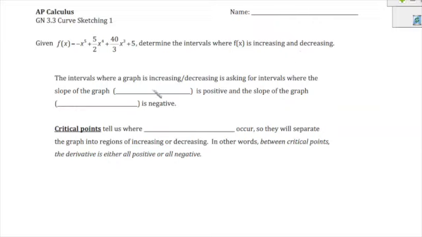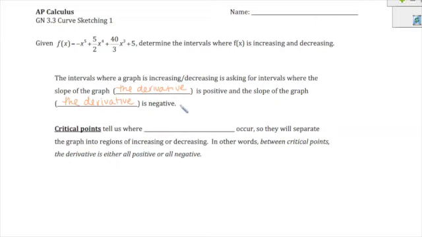All right, so the intervals where a graph is increasing or decreasing is asking for where the slope of the graph, aka the derivative, is positive, and where the slope of the graph, aka the derivative, is negative. Okay, so we actually kind of know how to do this already. We just have to put it all together.